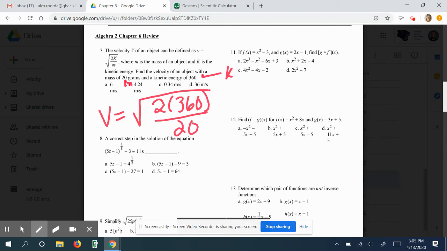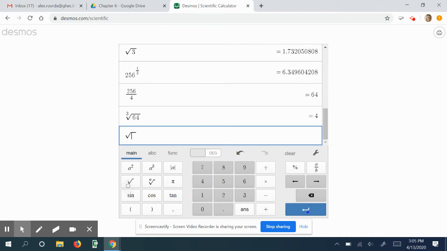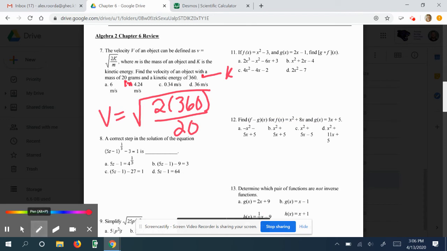So the cool thing is we can actually just go right to Desmos, and we can put this right in. We can say the square root of 2 times 360 divided by 20. And check it out. We get 6. That's our correct answer. So we know that this is just going to be 6, and our correct answer is going to be A. So hopefully you got that one right.